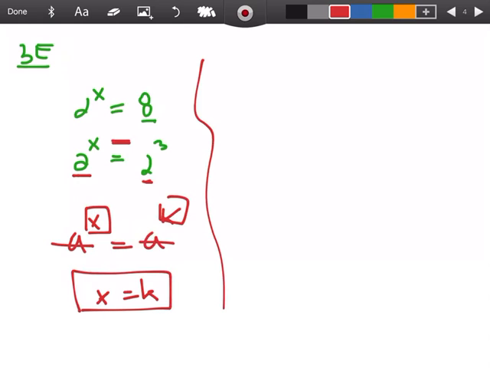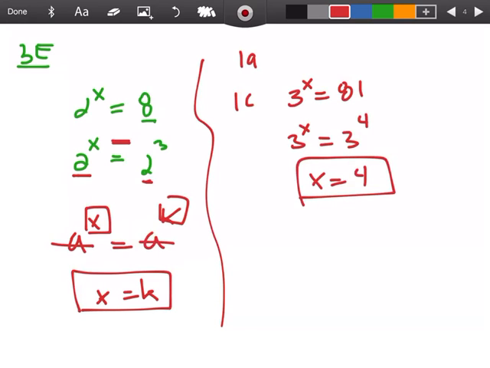I'm going to start right with 3E, exercise number 1. 1A, that's the easy one. Let's jump to 1C. 3 to the xth power equals 81. Right now I already have the 3. I'm going to break 81 down: 3 times 3 is 9, times 3 is 27, times 3 is 81. It's 3 to the fourth power. That's a piece of cake. So x must be equal to 4. That's not a big deal.